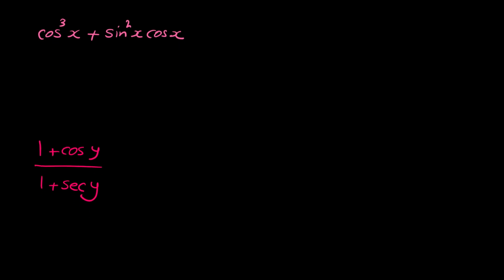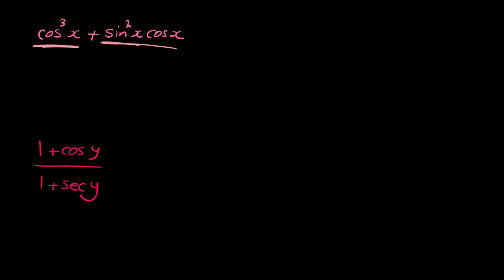Now look at this example. Cosine to the 3x plus sine to the 2x cosine x. We don't have any fraction, so we are not thinking about a common denominator. One of the methods for simplifying algebraic expressions in general is factoring.